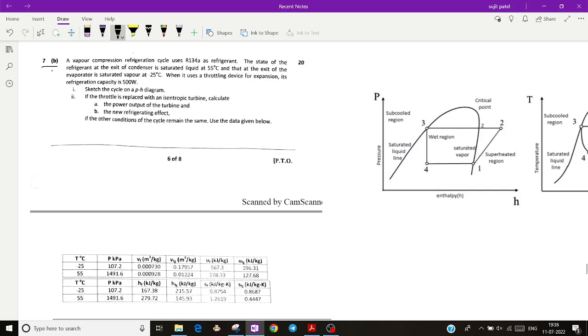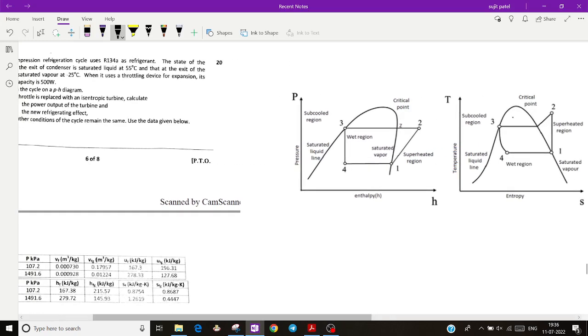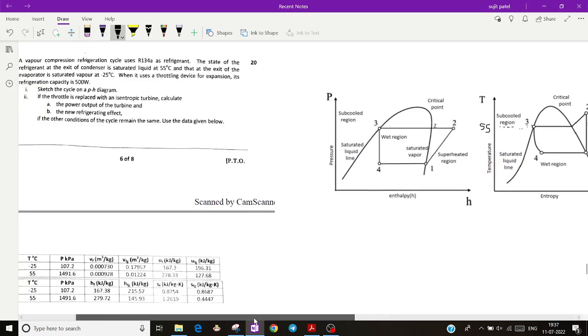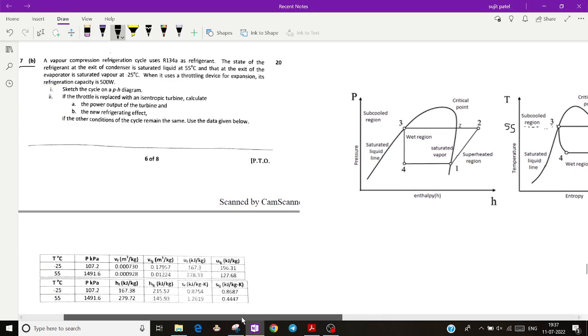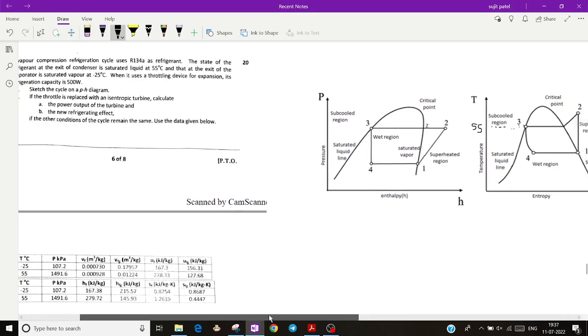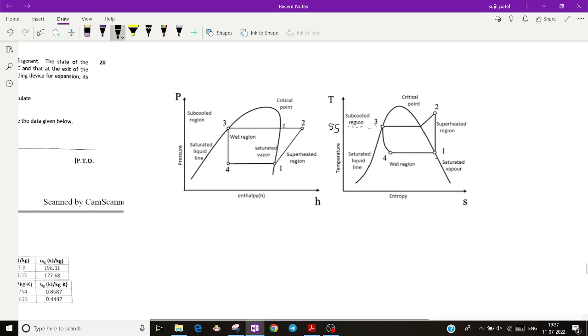A vapor compression refrigeration cycle uses R134a as a refrigerant. The state of the refrigerant at the exit of the condenser is saturated liquid at 55 degrees. So here I have drawn the TS diagram. This is the condenser temperature at exit, 55 degrees Celsius, and it is a saturated liquid. So this is point 3. Now the exit of the evaporator is saturated vapor at minus 25 degrees Celsius. So this point, point number 1, saturated vapor, is at minus 25 degrees Celsius.